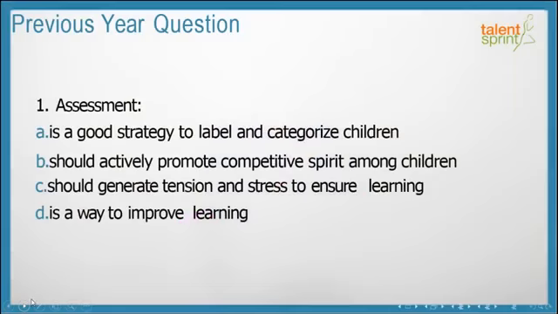Great. Here is question number 1 on your screen. Ready? Let's see who will get it right. Assessment: option A, is a good strategy to label and categorize children. B, should actively promote competitive spirit among children. C, should generate tension and stress to ensure learning. D, is a way to improve learning.